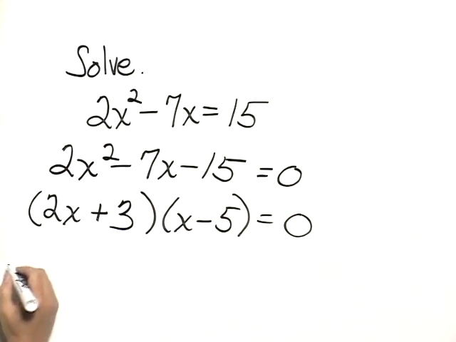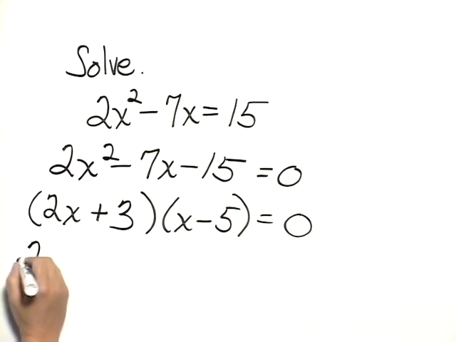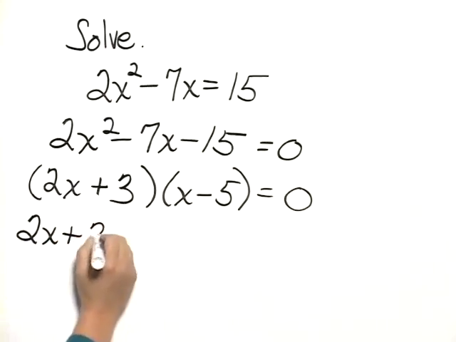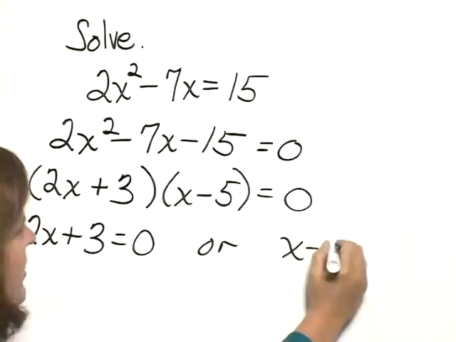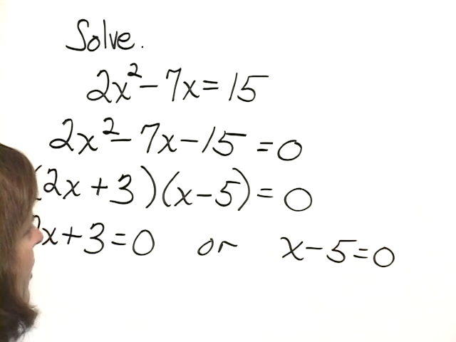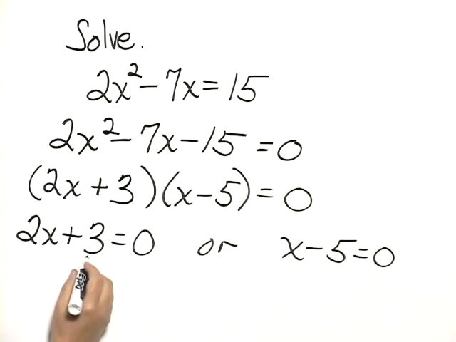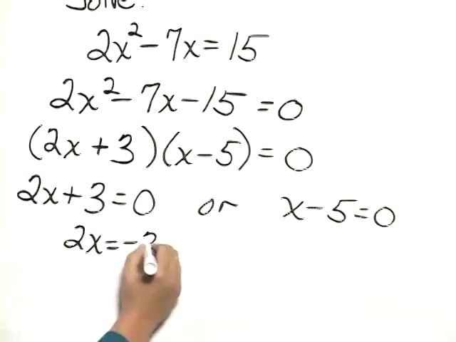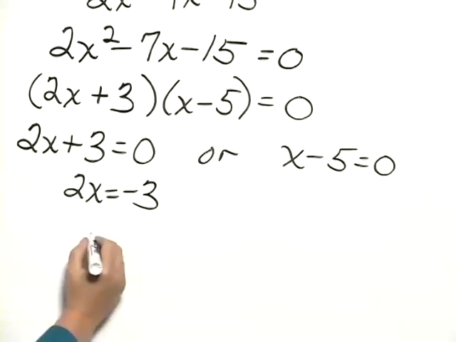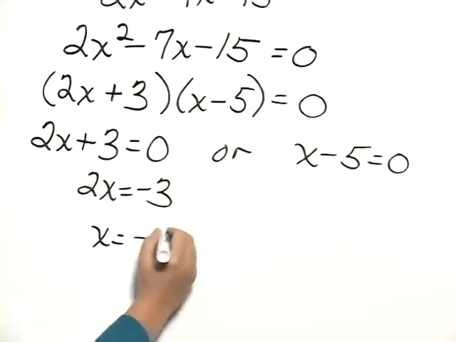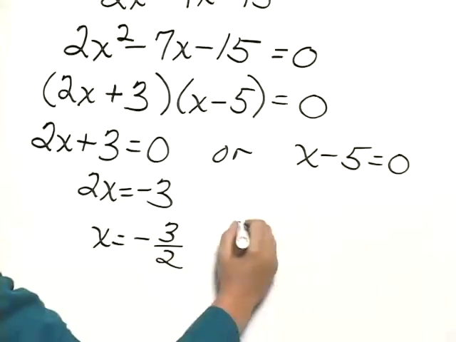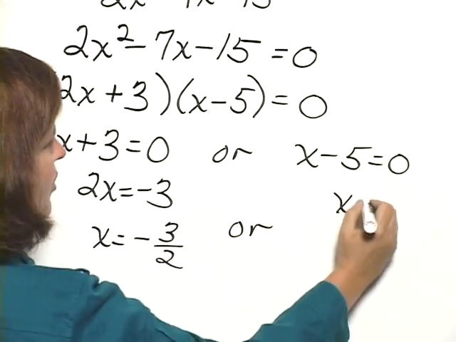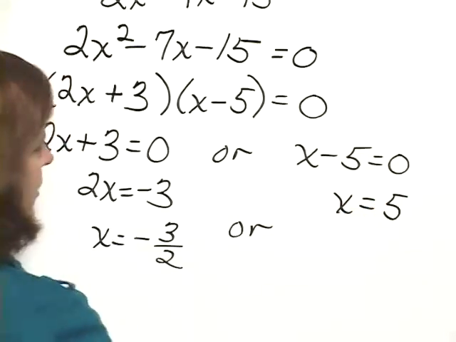Once this is factored, we use the principle of zero products and set each factor equal to 0. 2x plus 3 equals 0, or x minus 5 equals 0. And now we solve for x. Here we subtract 3 from both sides, and we have 2x equals negative 3. And then we divide both sides by 2, and we have x equals negative 3/2. Or, adding 5 to both sides, we have x equals 5.